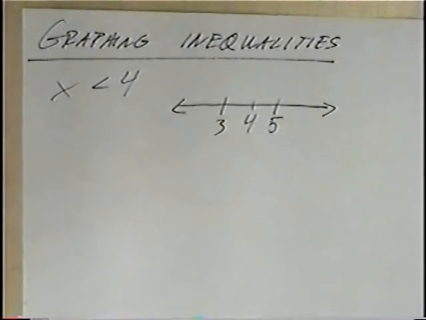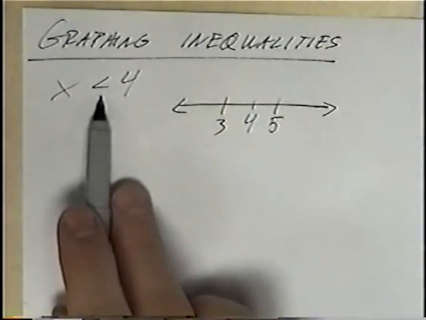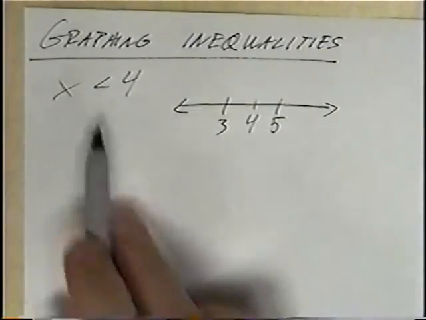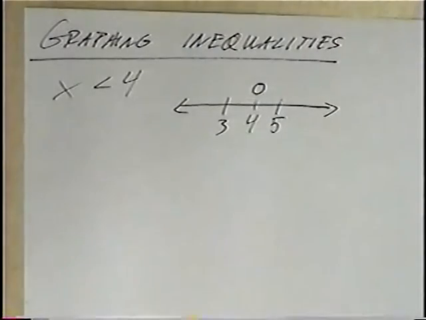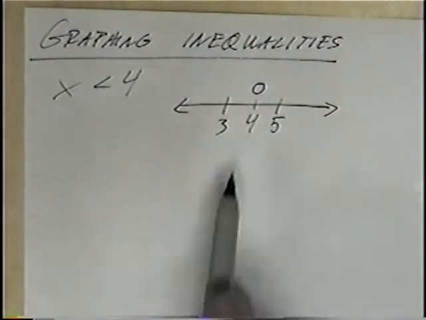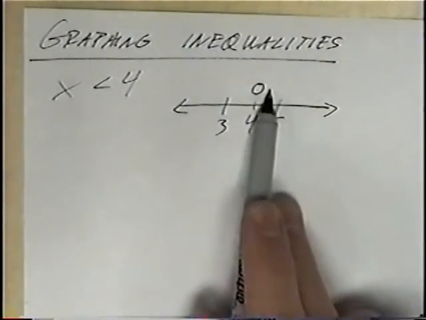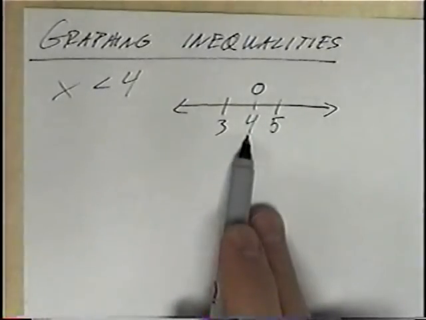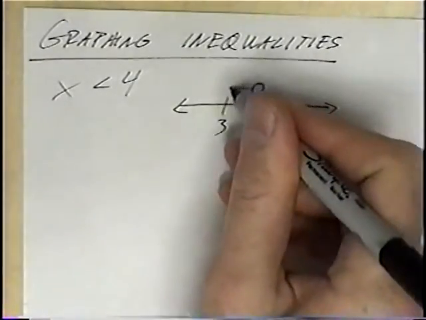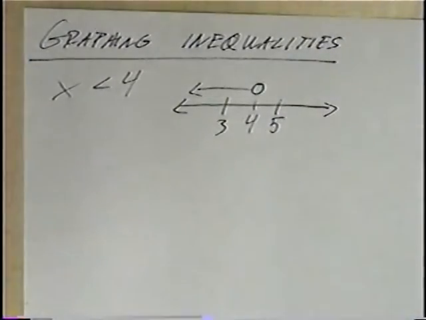To graph inequalities, you have two types of points, an open circle or a closed circle. If there's no line underneath the inequality, if it's not equal to, it's an open circle. And we'll put the open circle above the number we're graphing, which is 4. And the last part to graph, we'll either draw the line going to the left or going to the right. In this question, x is less than 4. Less than 4 means smaller than 4. Smaller than 4 would be to the left.